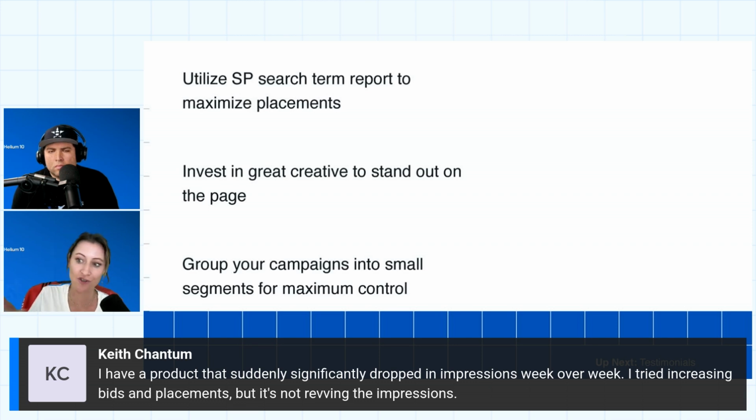If it does, the reason you're dropping in impressions is because of your bid management, and then readjust your bids back to your level of profitability. The last thing is to see if it's a category search issue, and you can just use any of the tools to see, hey, maybe the category is down.